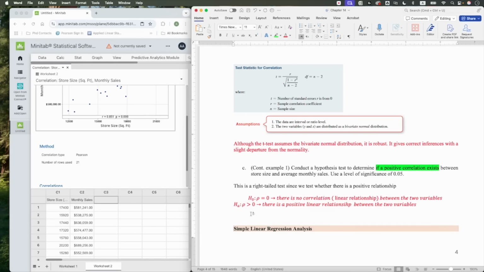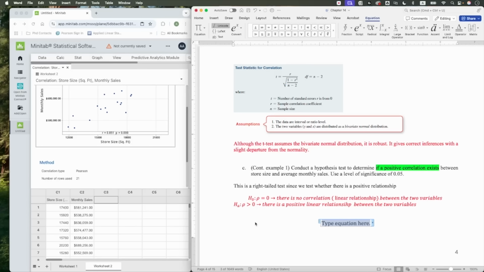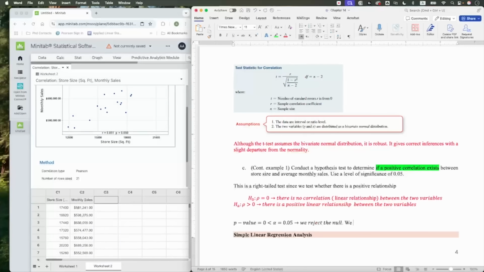Okay, so can we get this? Yes, we actually have the p-value. Look at the p-value here on the left, in the chart we got. The p-value is 0, very small, which is less than alpha, which is 0.05. So the test value is in the rejection region, and we reject the null. If you reject the null, that means we conclude that there is a statistically significant positive correlation between the monthly sales and the store size.